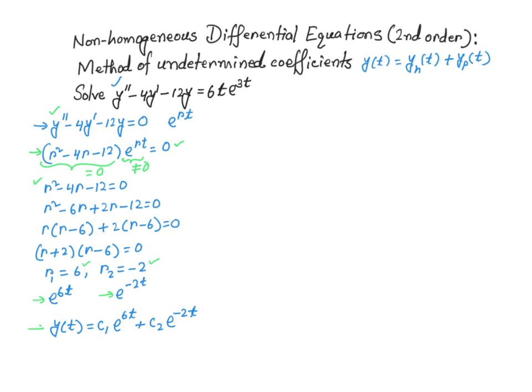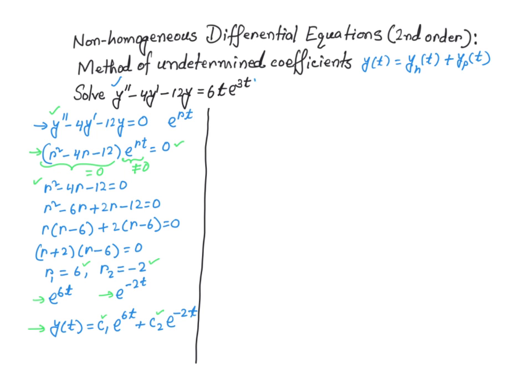So the general solution is going to be y of t is equal to c1 times e to the power 6t plus c2 times e to the power negative 2t, where c1 and c2 are some constants. Now let me go ahead and do the non-homogeneous part. So how is my non-homogeneous part going to look? Which is going to give me the particular solution.